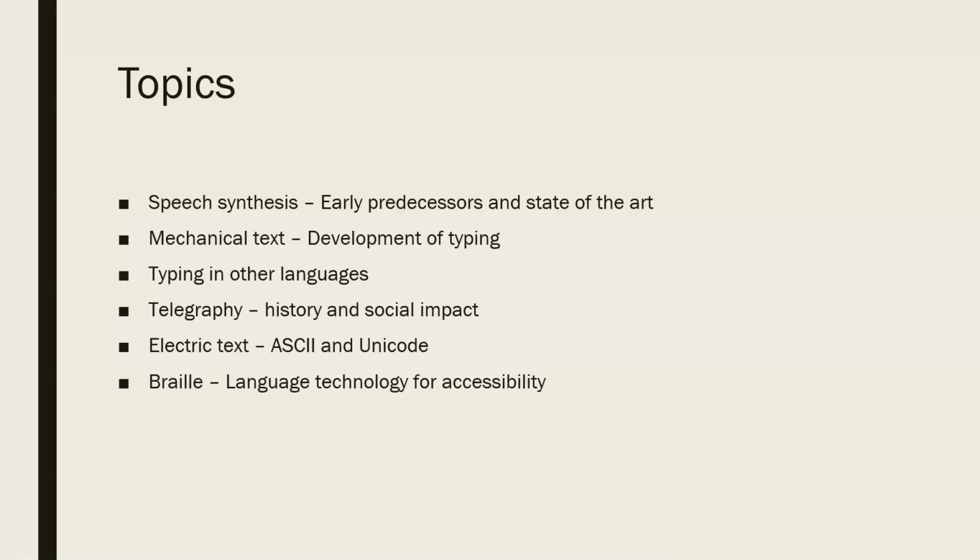And finally, we'll talk about how language technologies can add inclusivity and accessibility, in particular allowing the visually impaired to be able to read. So we'll look at how the Braille system was developed.